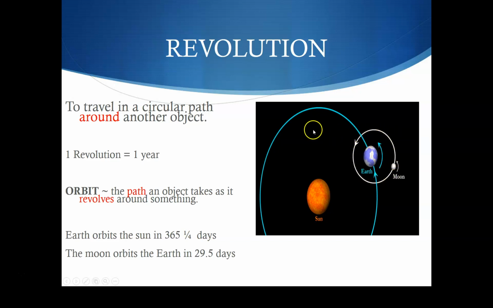So again, it takes the Earth 365 days to go around the sun, and we call that a revolution. It takes the moon only 29 days to go around the Earth, and we call that a lunar cycle. We're going to talk about that in future lessons.